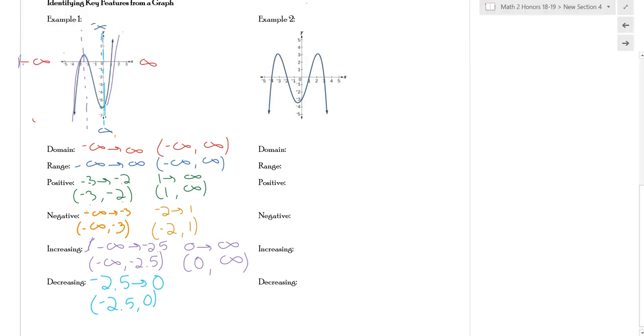Again, our domain, we really should start recognizing that all polynomials have a domain of negative infinity to infinity. They're always going to go left forever and right forever.